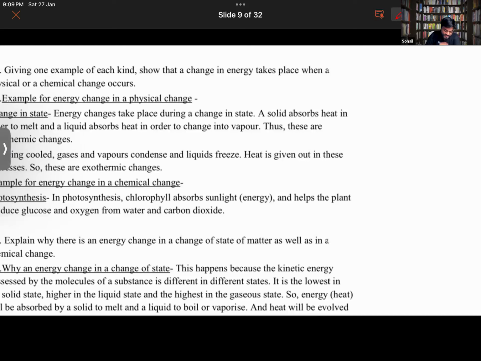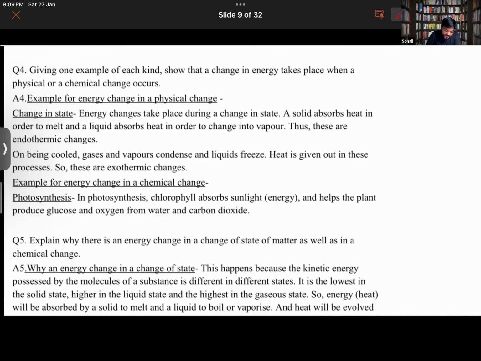The question here is to give one example of each kind. Show that a change in energy takes place when a physical or a chemical change occurs. So you have to give an example where you show that change in energy is taking place when a physical or chemical change is happening. Not only in physical changes, later on you will see that in chemical changes also, energy change will be taking place, right?